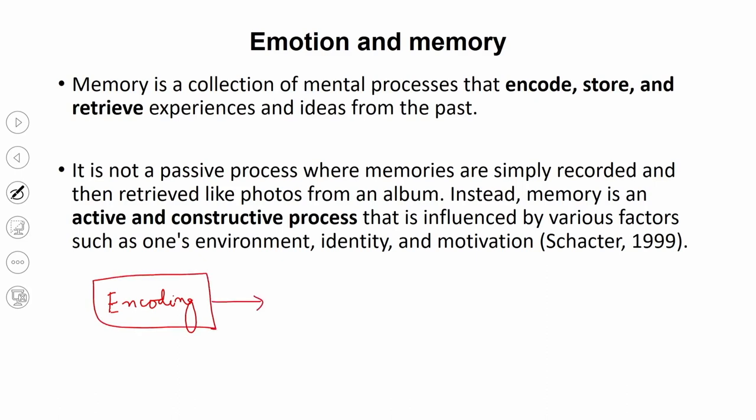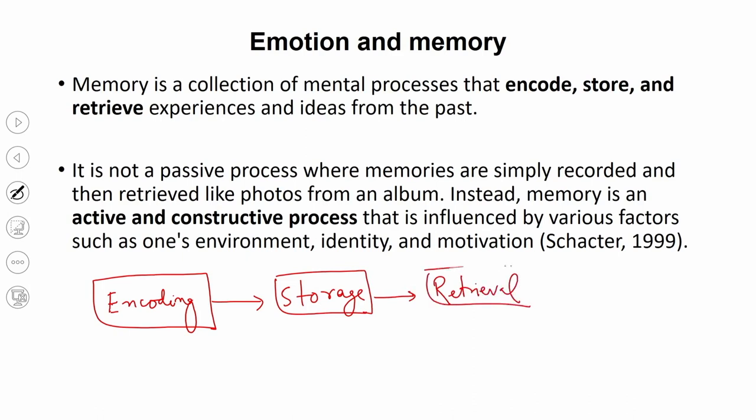Then after encoding, things get processed and stored. Storage. After storage, it is retrieved. So, these are the three main aspects of memory.